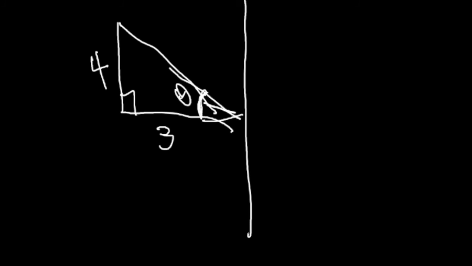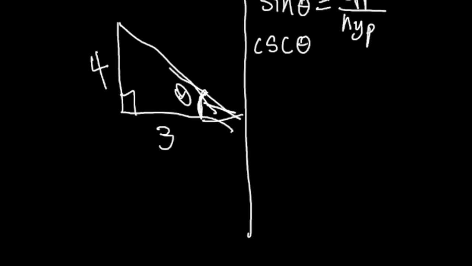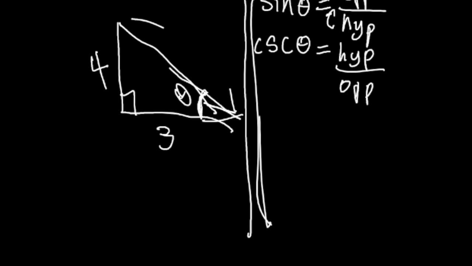So sine theta, cosine theta. Sine theta is just opposite over hypotenuse, right? But remember the reciprocal one, the flipped over one, 1 over something, this would be cosecant theta. We flip it over, so we have hypotenuse over the opposite. So if we can find this length, we can find all 6 trigonometric ratios with theta in it.